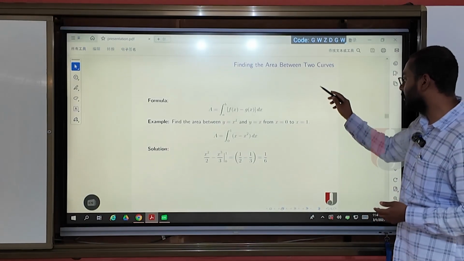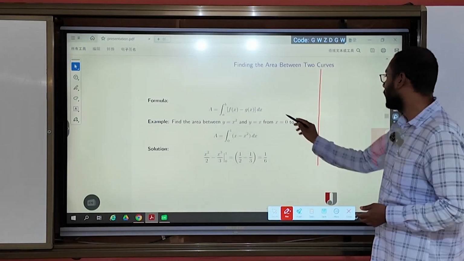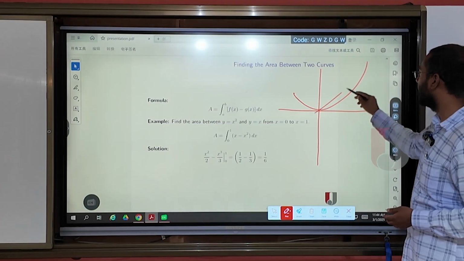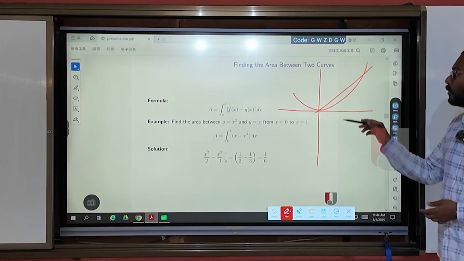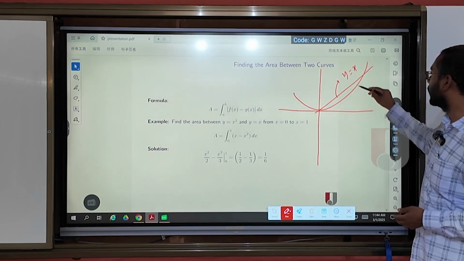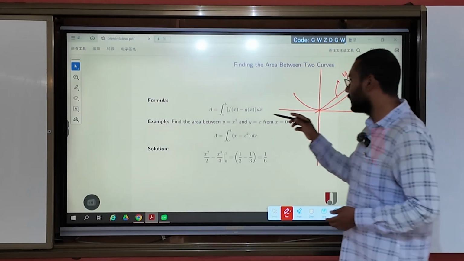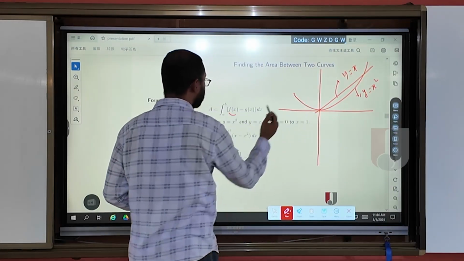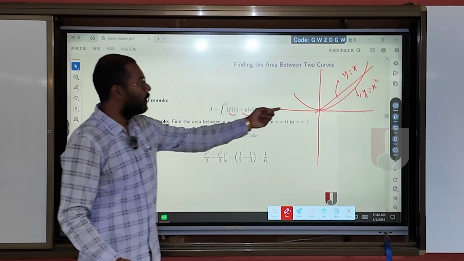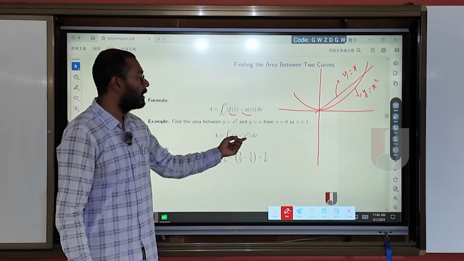Because if you see the curve, you can see that this is my y equal to x square, and that line is y equal to x. So which line is above? Here f of x is y equal to x, and below this is y equal to x square. So you can see that f of x is x and g of x is x square, and the line y equal to x is above. So that's why we are writing x minus x square.